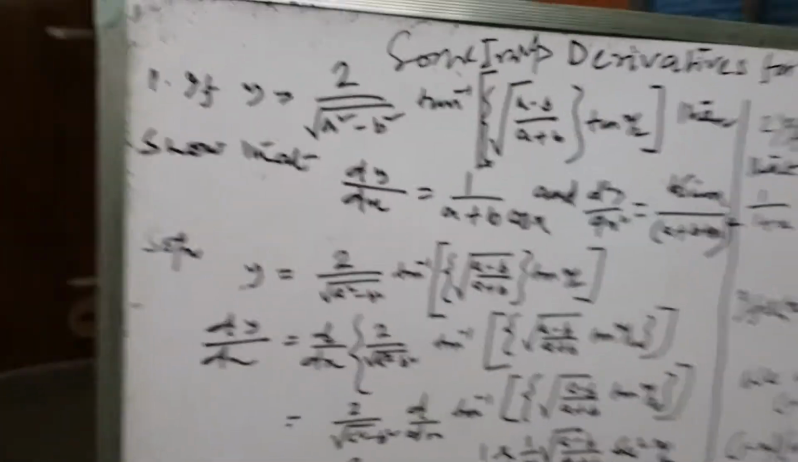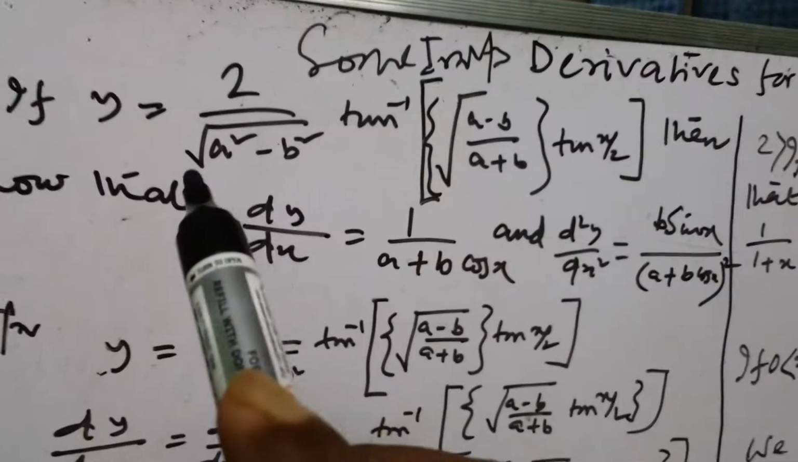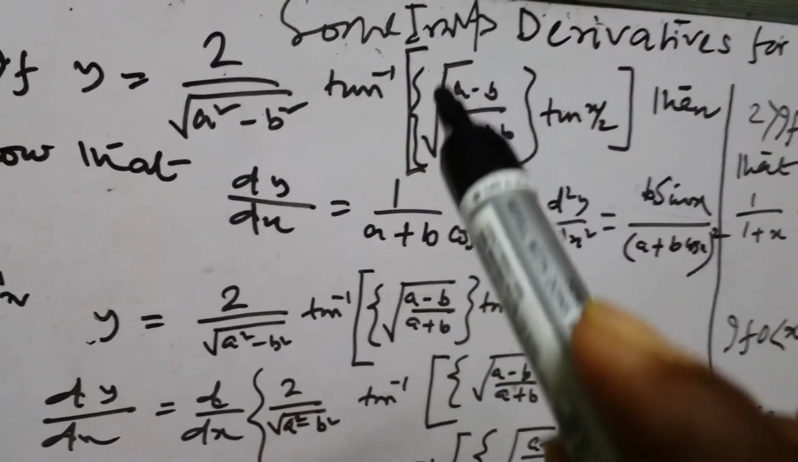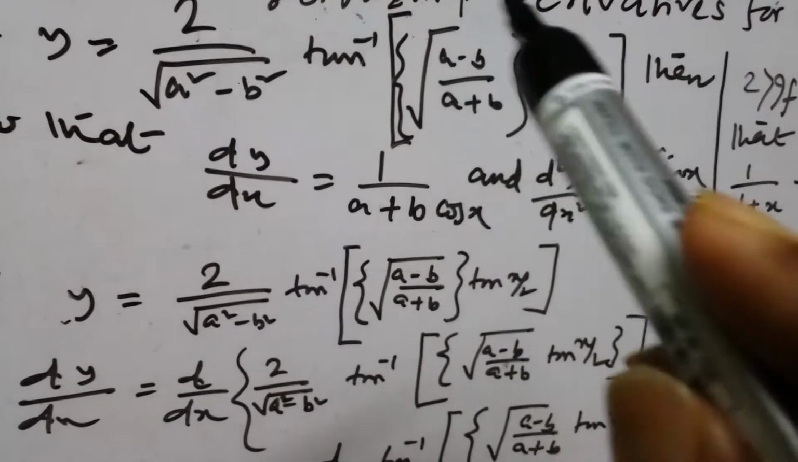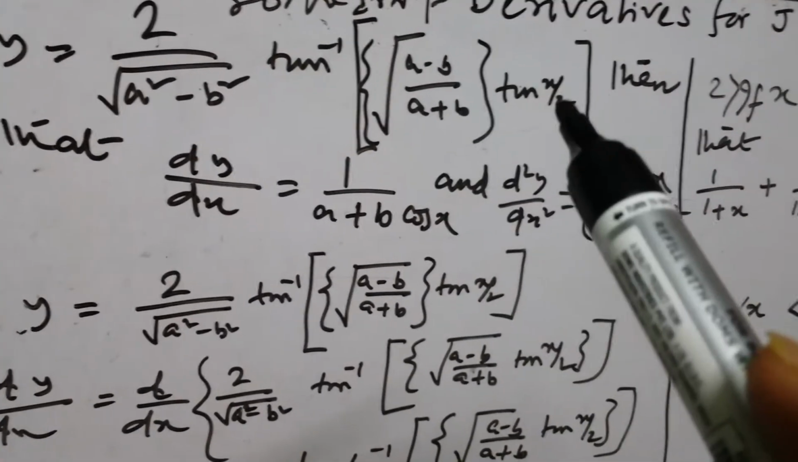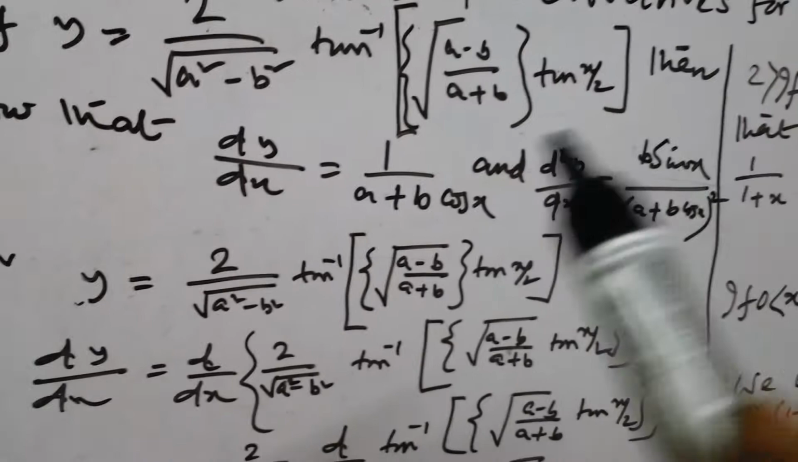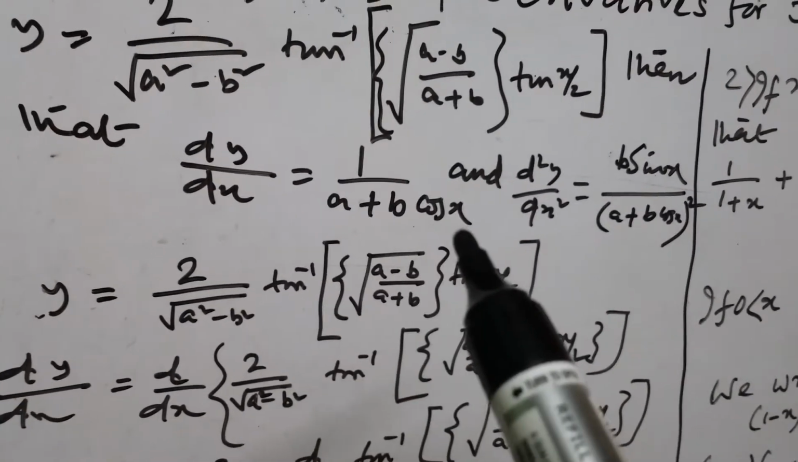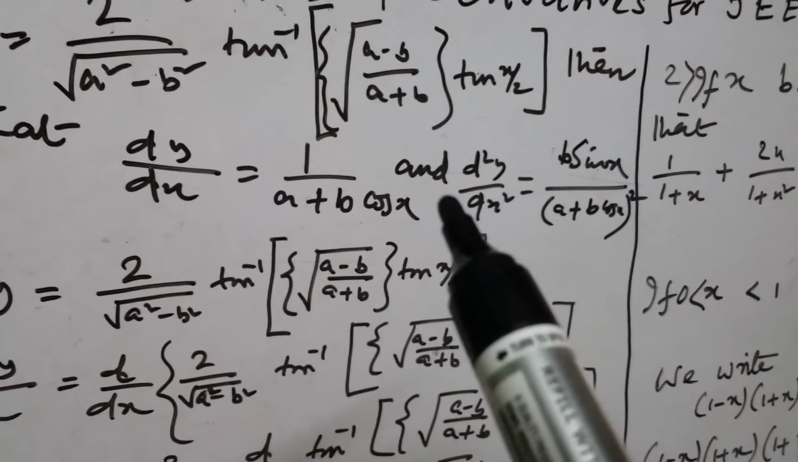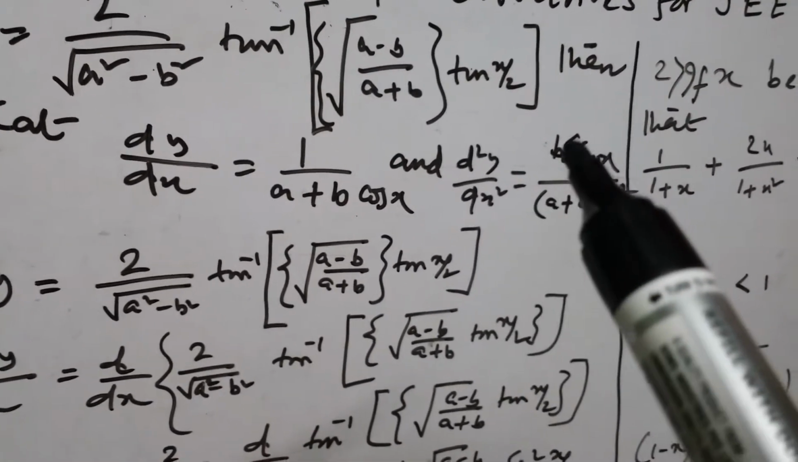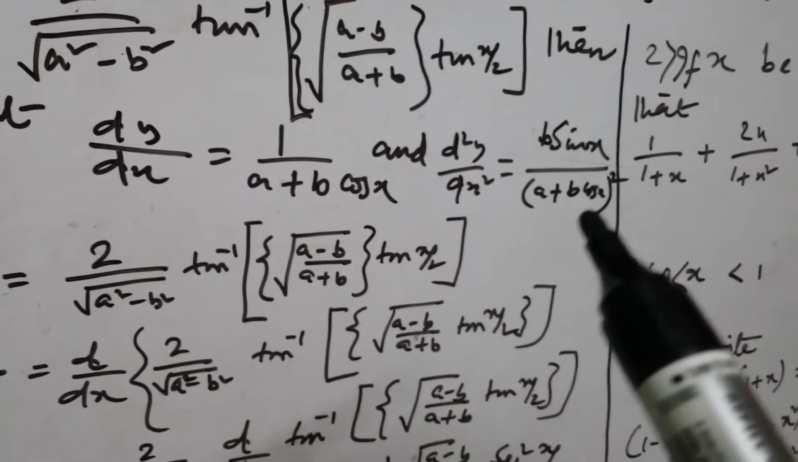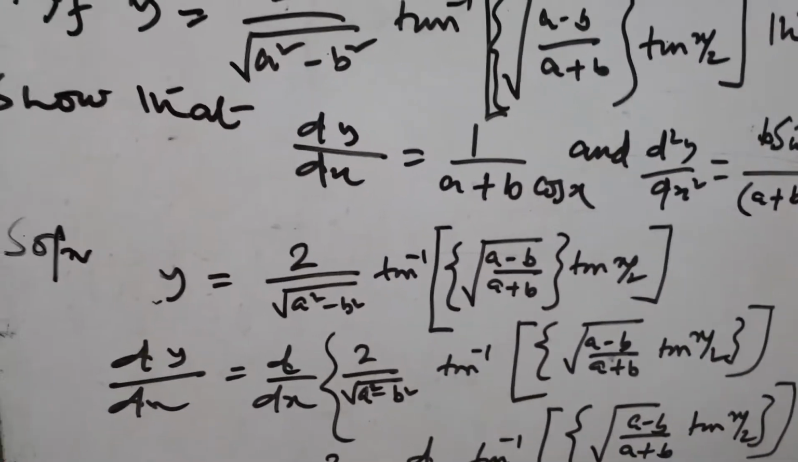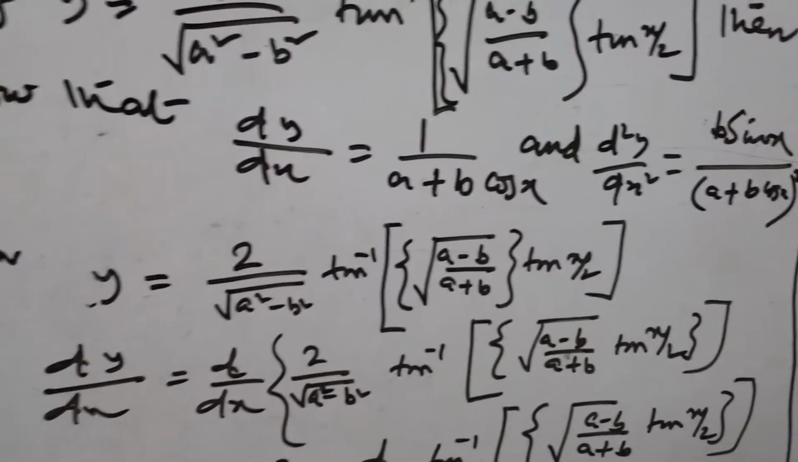Now my first derivative. If y equals 2 by root a square minus b square, tan inverse of root a minus b by a plus b tan x by 2, then show that dy by dx equals 1 by a plus b cos x, and d2y by dx2 equals b sin x by (a plus b cos x) whole square. How can you differentiate?